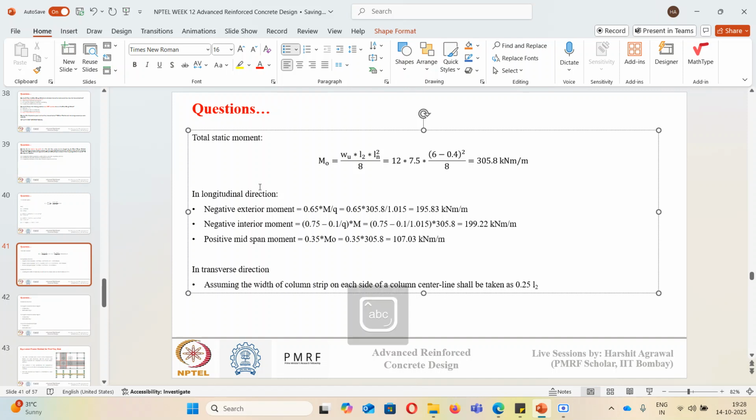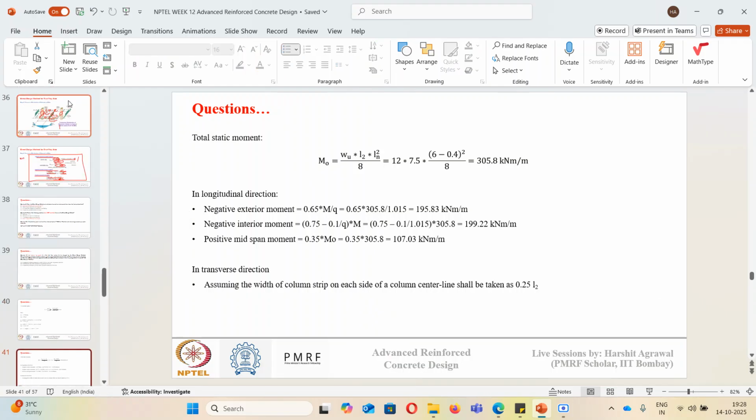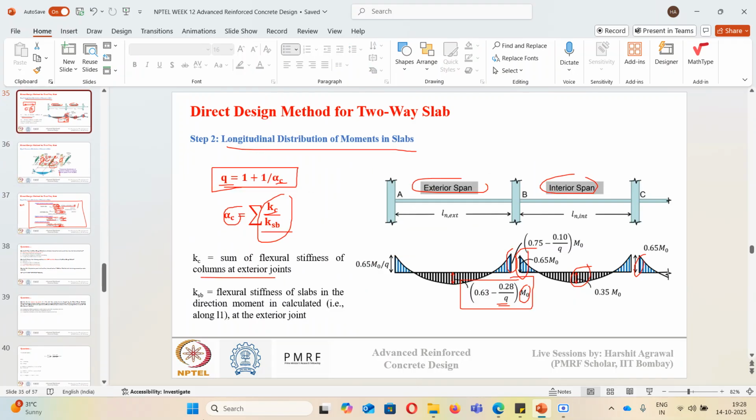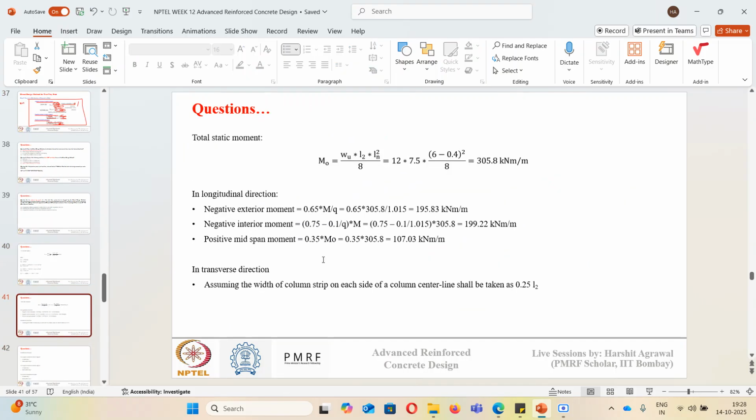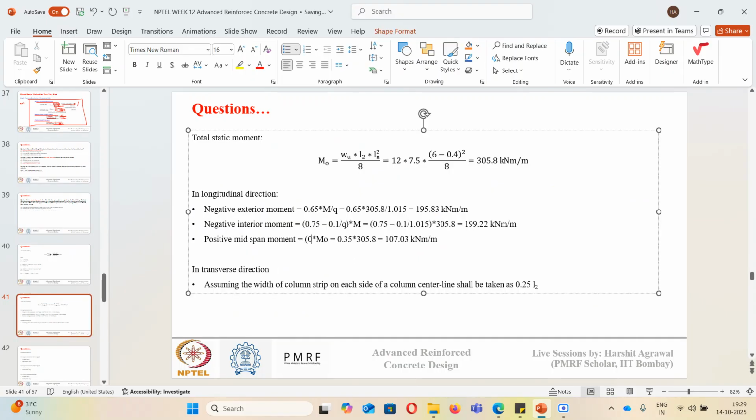Okay, since this is an exterior slab, I have done the calculation for exterior moments only. The middle moment will be this value: 0.63 minus 0.28 by q times M0. I wrote the wrong formula earlier. So that value will come out to be 107.3. Okay, so this is the moment distribution for the exterior slab.